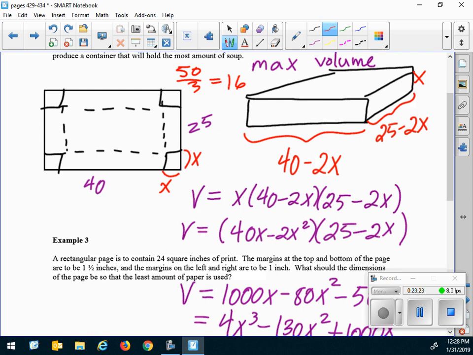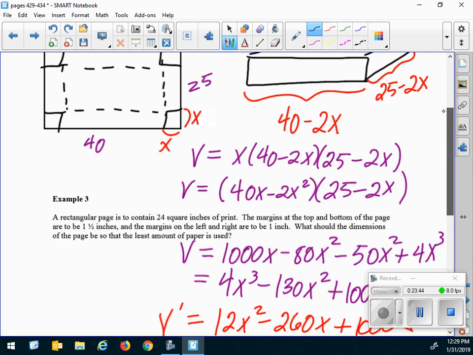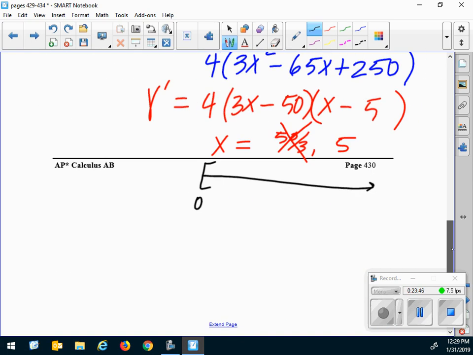Yeah. So 50/3 is not even a viable answer. Yes, you do have to do a sign chart. Okay, we know that's not even viable. 0. Why did I stop it at 0? I cannot have a negative box. All right, 5. I'll check 1 and 6.